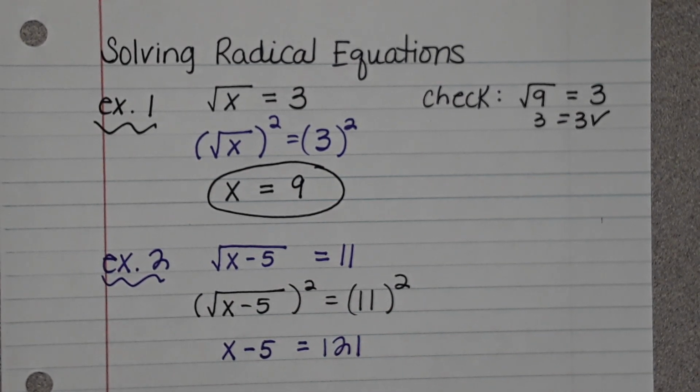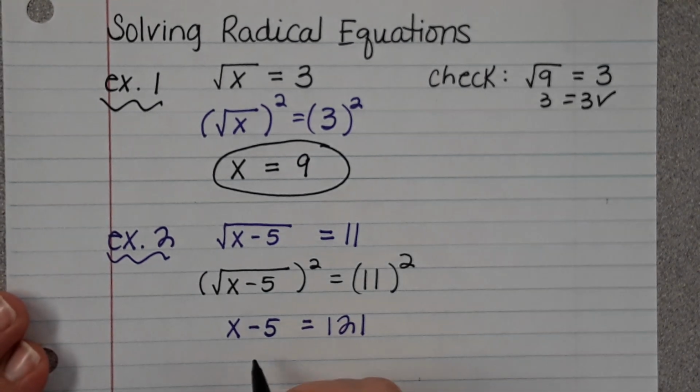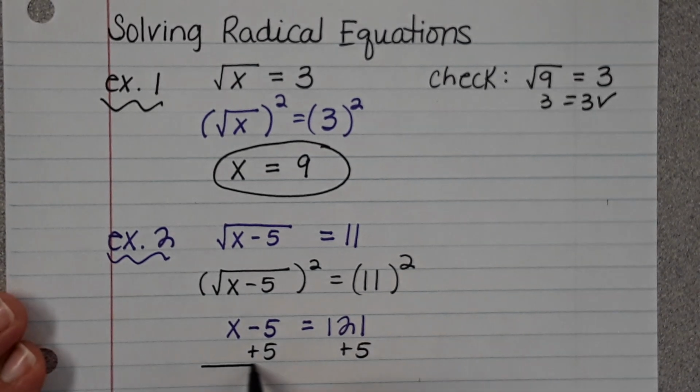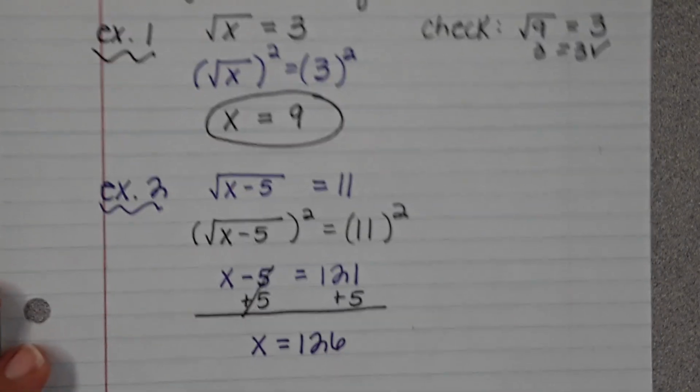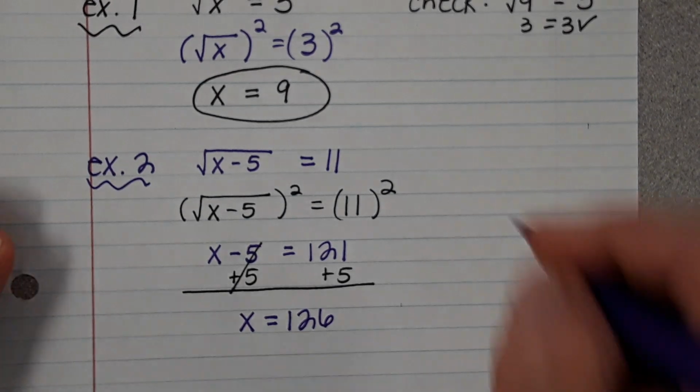And now we're going to solve it. How do you solve this problem? We're going to add 5 to both sides, and we get x equals 126. You guys can't see that? And now what do you think we want to do? We need to check it.